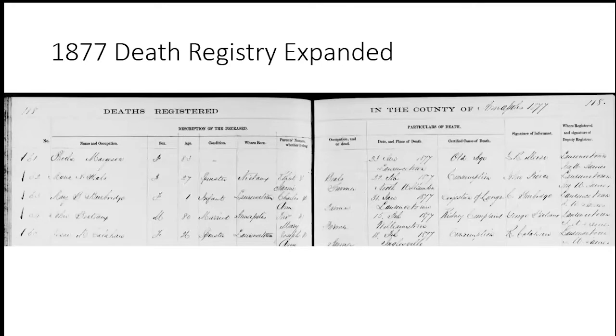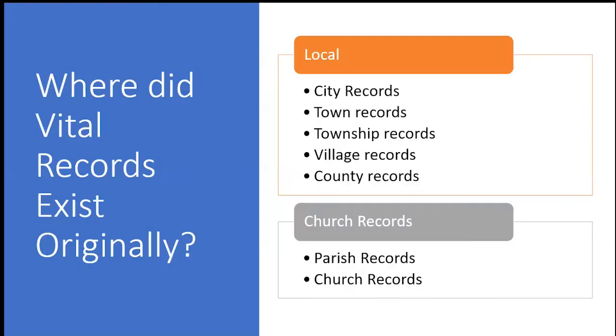Now, as we expand it, you can see the individual's name, their sex, age, condition, where born, occupation, date and place of death, cause of death, signature of the informant. Now, this helps an awful lot. And when registered, and signature of deputy registrar. So again, as you look at older records, they may look a little different.